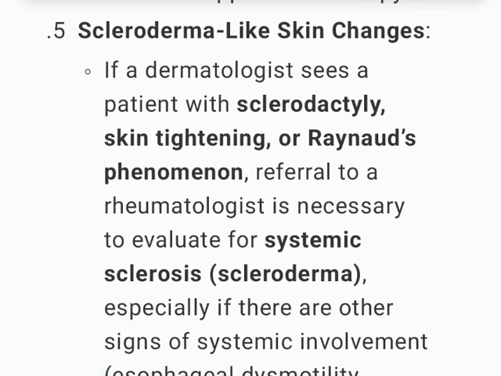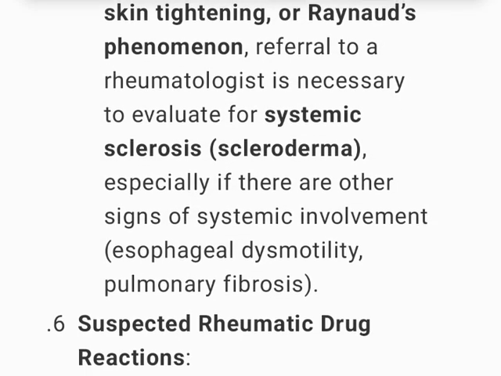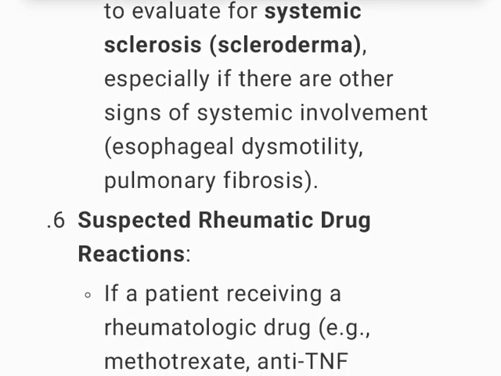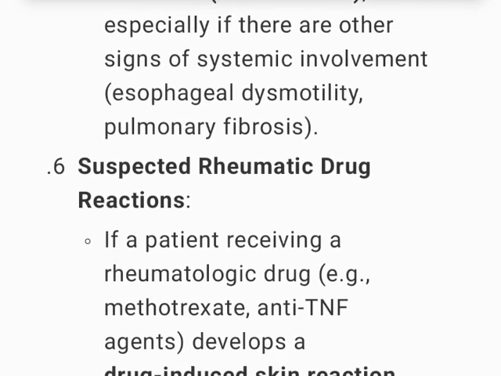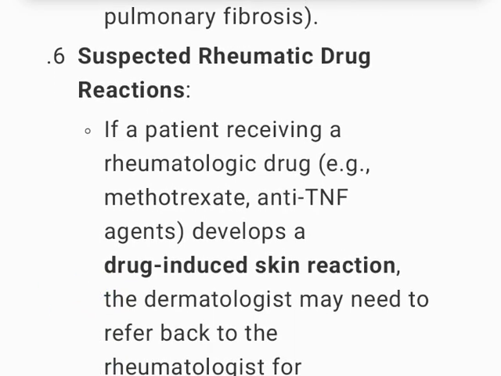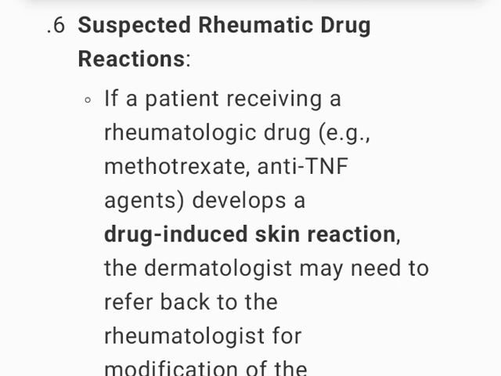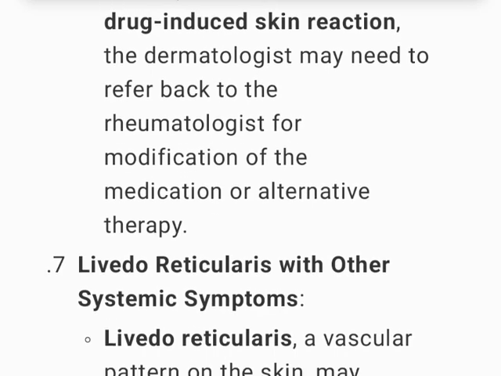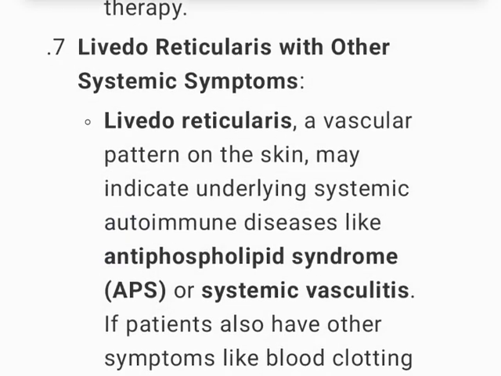5. Scleroderma-like skin changes. If a dermatologist sees a patient with sclerodactyly, skin tightening, or Raynaud's phenomenon, referral to a rheumatologist is necessary to evaluate for systemic sclerosis, scleroderma, especially if there are other signs of systemic involvement, esophageal dysmotility, pulmonary fibrosis. 6. Suspected rheumatic drug reactions. If a patient receiving a rheumatologic drug, e.g., methotrexate, anti-TNF agents, develops a drug-induced skin reaction, the dermatologist may need to refer back to the rheumatologist for modification of the medication or alternative therapy.